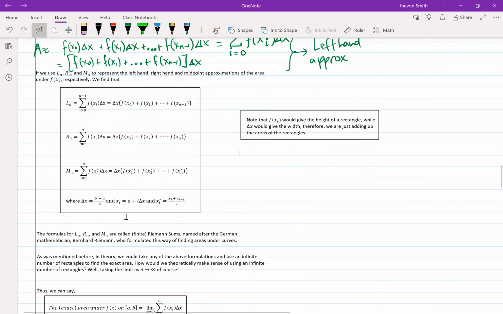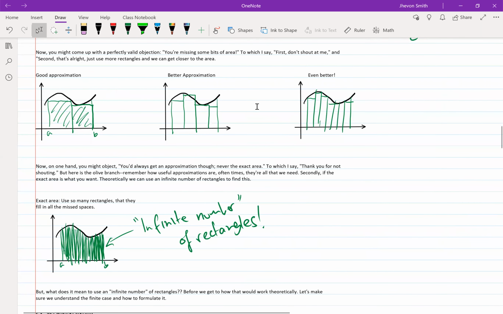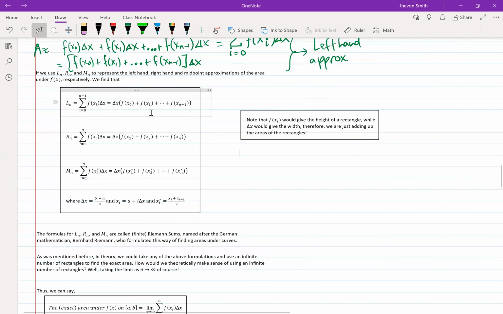So here are the formulas that would describe these processes. So we go from this idea to something actually very mathematically concrete. It's a nice mathematical form, okay? And note here that the f of x i, these just represent the heights of our rectangles. The y value is measuring the height, while the delta x is measuring the width of your rectangles. Therefore, you're just adding up the areas of rectangles. That's what these forms are saying. It's just different ways of adding up areas of rectangles, essentially.